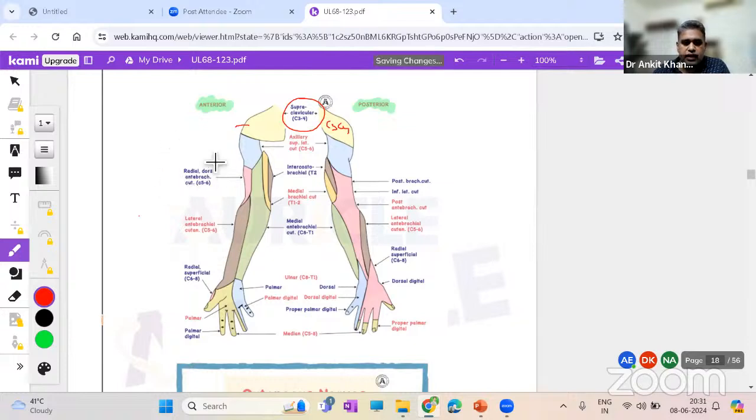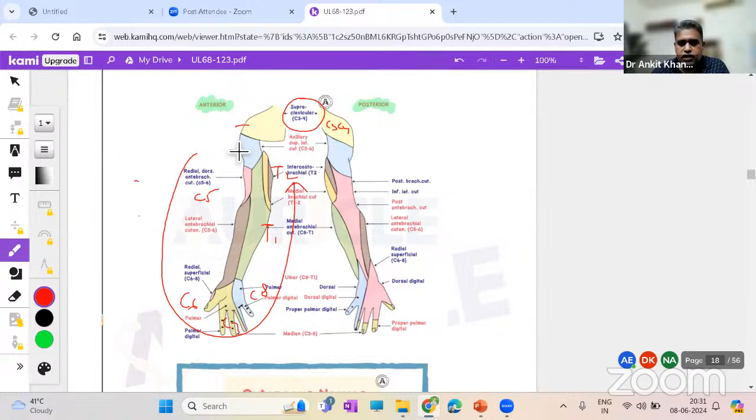Do remember the cycle goes in this direction: C3, C4, C5 to T1. So you will have somewhat around C5 over here, you will have somewhat around C6 over here, C7 over here, C8 over here, T1 over here, and subsequently T2. If you understand just this part, that is enough.